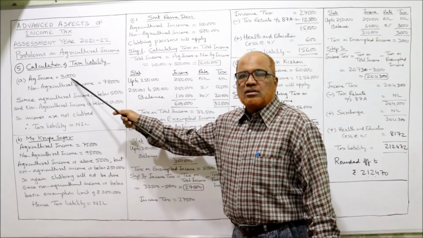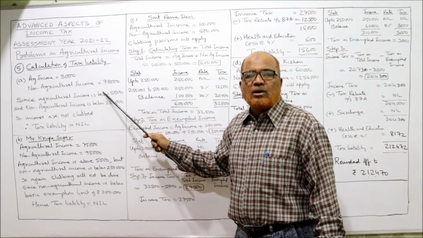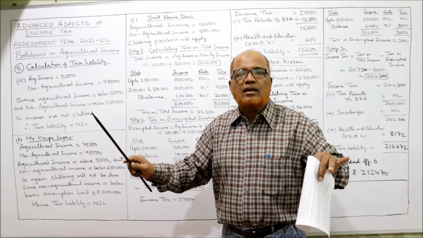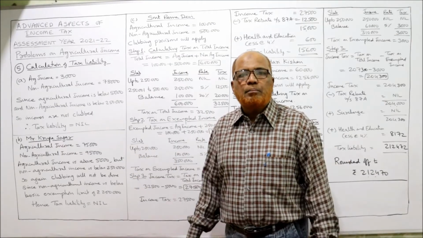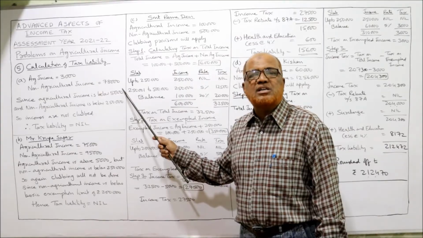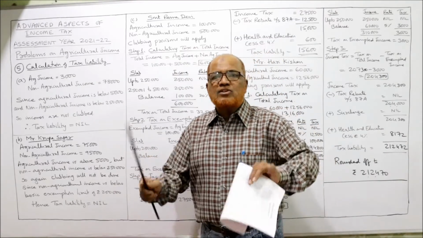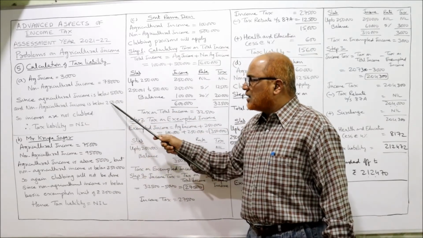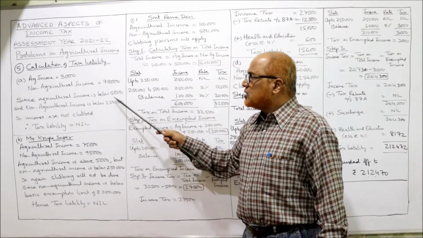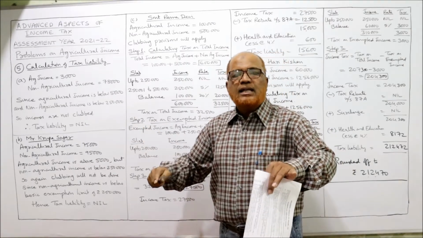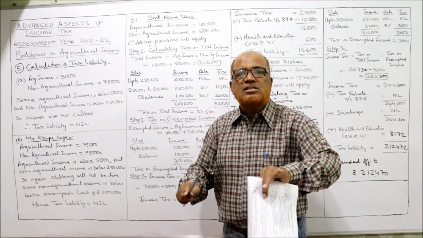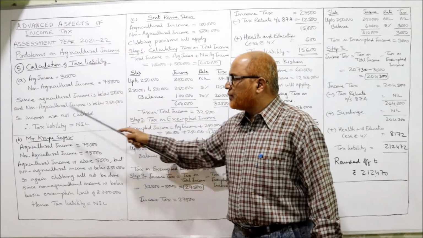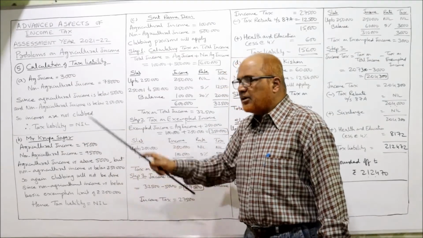Here 3,000 is less than 5,000. 78,000 is less than 2,50,000. So the clubbing provision will not apply. The tax liability will be nil because the non-agricultural income is below the basic exemption limit, below 2,50,000, and the agricultural income is below 5,000. So the incomes are not clubbed, tax liability nil.